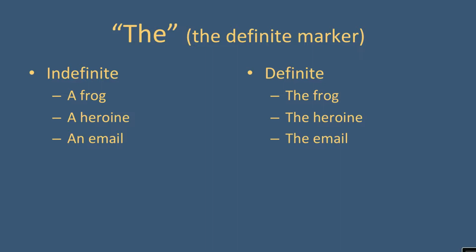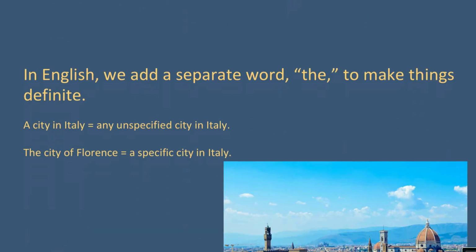So the word "the" in English is what we call the definite marker. And here are some examples of words both in the indefinite and in the definite form. In English, we might say a frog or simply frog. That could refer to any frog. But when we say the frog, then it means we have a particular frog in mind. Similarly, an indefinite, a heroine. But if we're speaking about one particular one, we would say the heroine. And finally, an email, indefinite, versus the definite, the email.